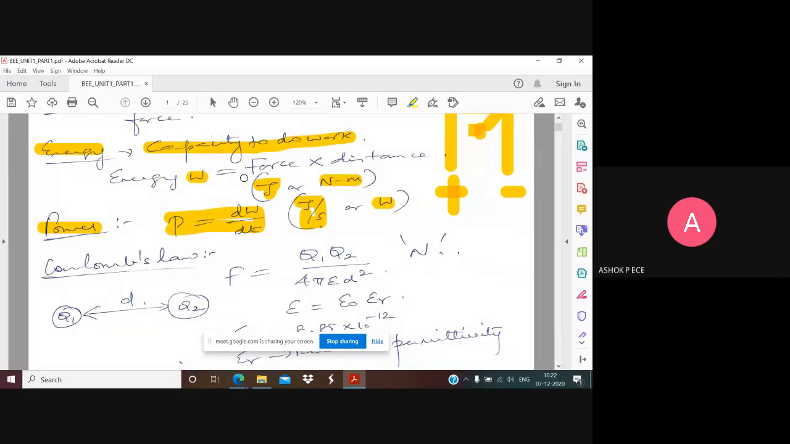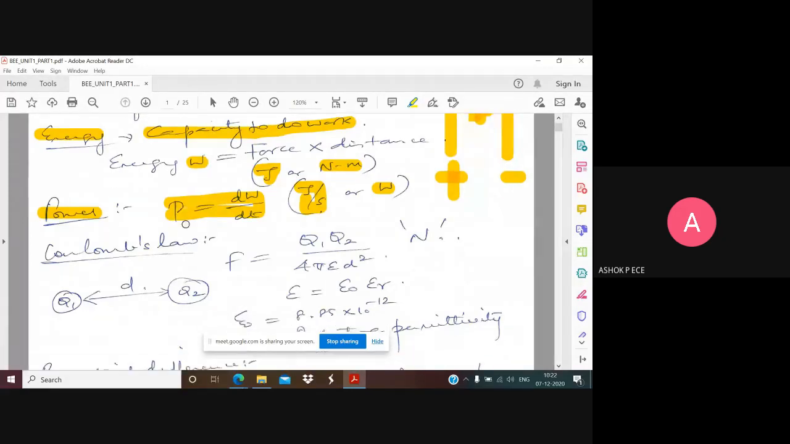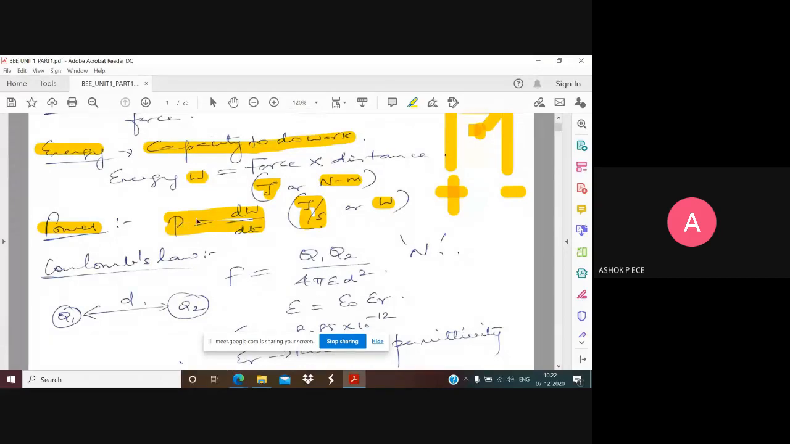See, energy does not depend on time, but power depends on time. So power is going to depend on time. Remember that, and we will be finding out power in electronic circuits if the question is demanding that. And remember, power has a dependence on time.